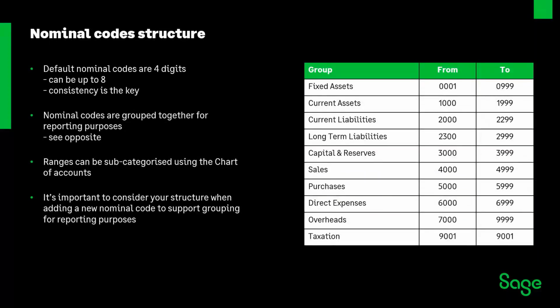And just picking up that next bullet point as well. Nominal codes are grouped together for reporting purposes. So if you were setting up a new nominal code, let's say it's sales, ideally you want it to be in the 4,000 range so that it is picked up when you run your reports.